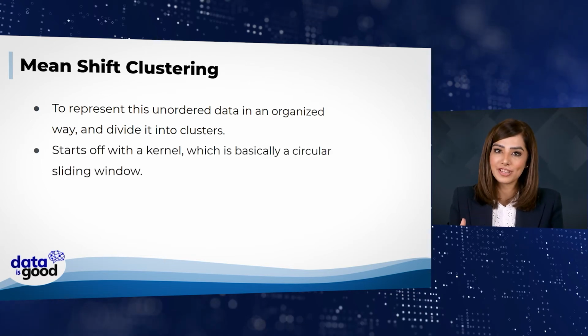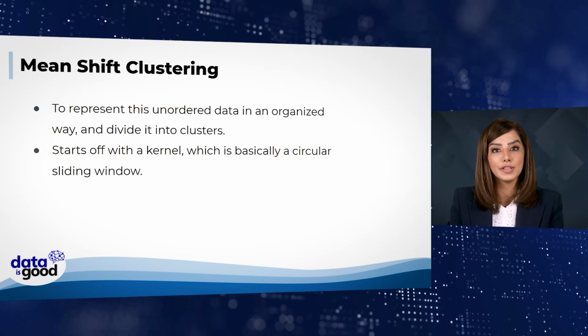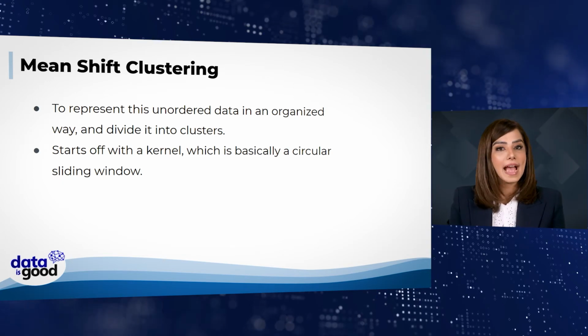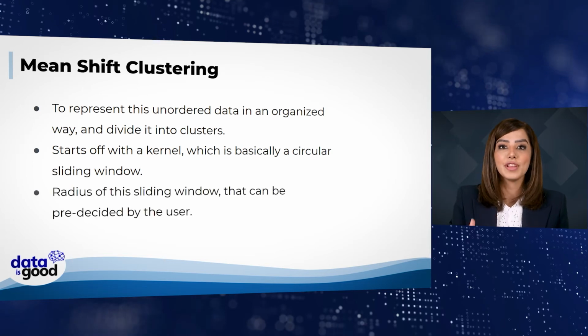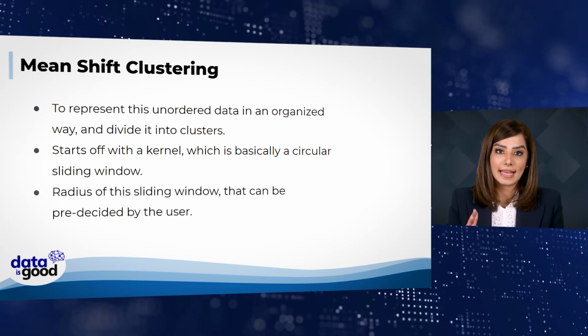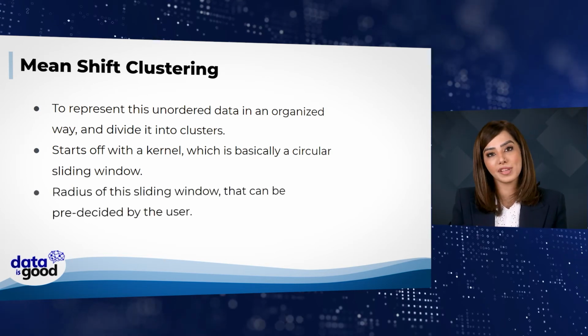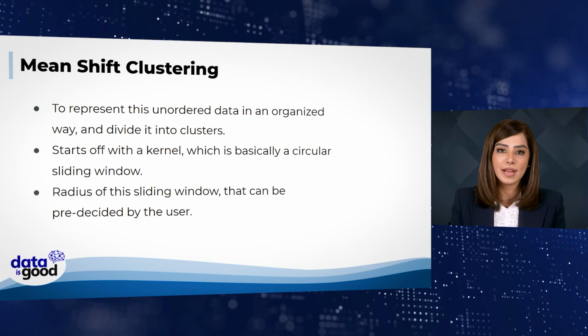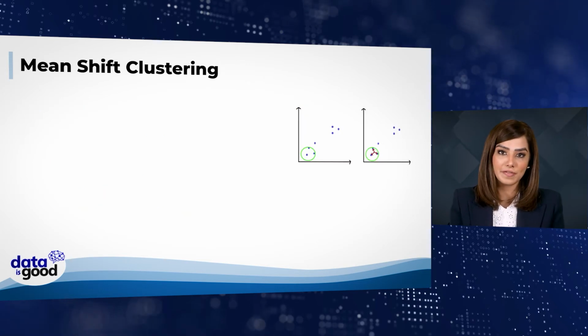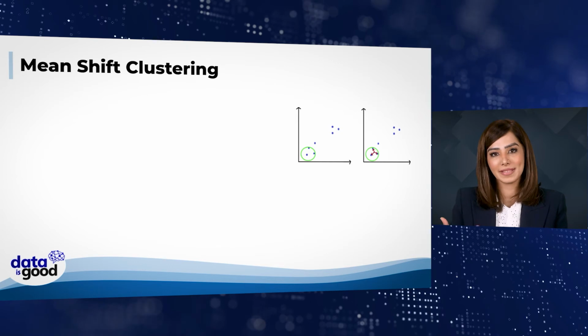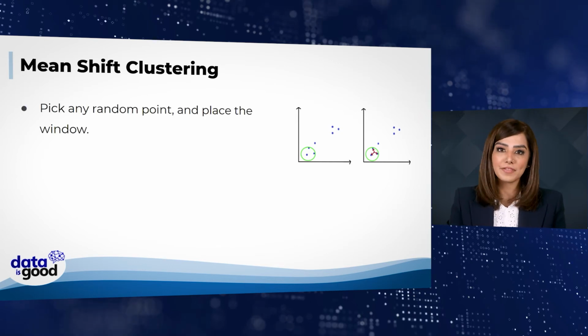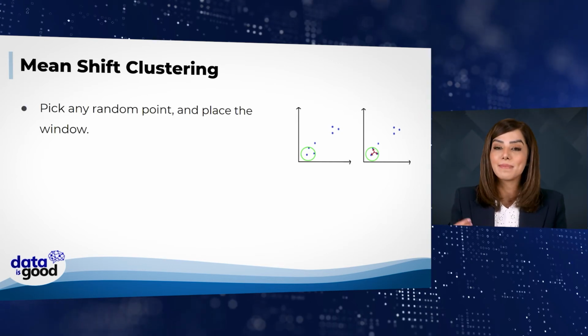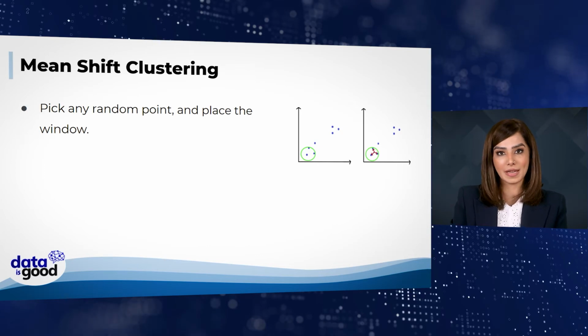Mean shift essentially starts off with a kernel, which is basically a circular sliding window, and the bandwidth, that is, the radius of this sliding window, that can be pre-decided by the user. Now let's try to understand the mean shift clustering using a step-by-step approach. Firstly, we have to pick any random point and place the window on that data point.